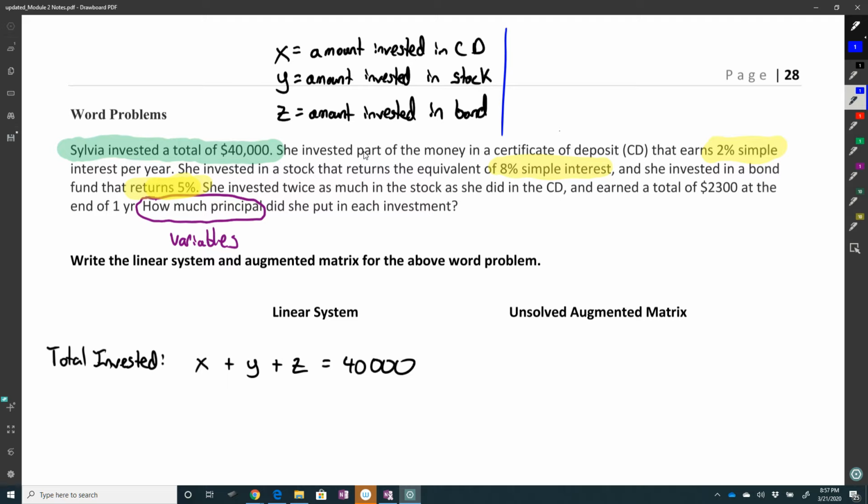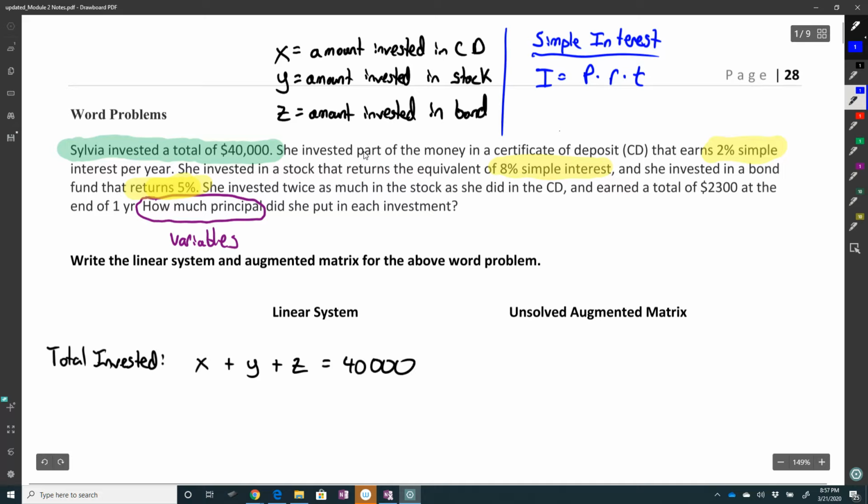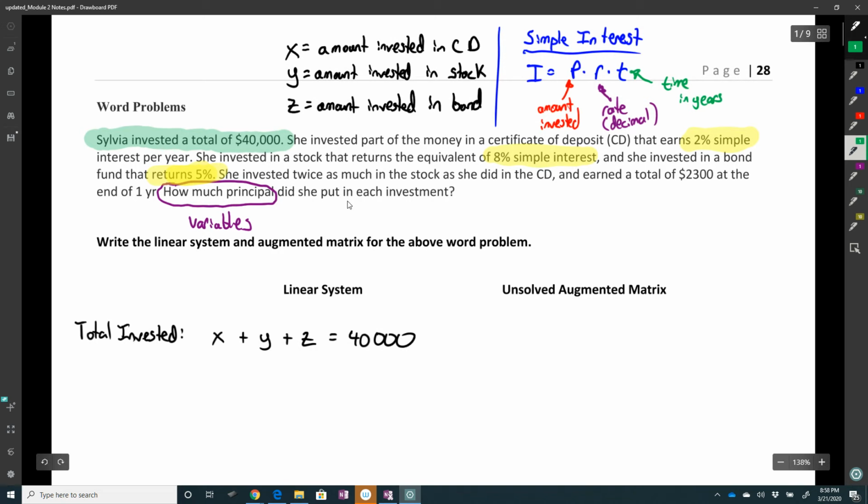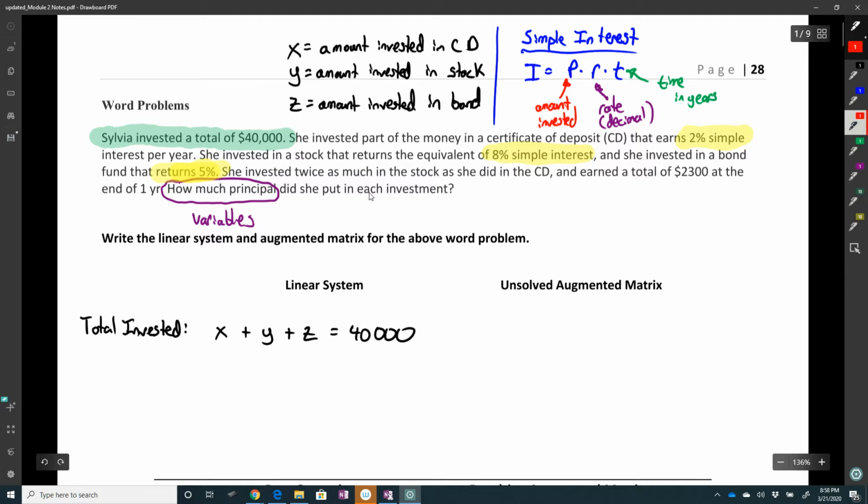So simple interest is the formula I equals P times R times T, where P is the amount invested, R is the rate as a decimal, and T is the time in years. Okay, so that's a formula. And if we work this out, we notice that all of these were for 1 year. So I know that T is going to be one. I'm going to kind of ignore this unsolved part for now because I'm going to need to write down stuff.